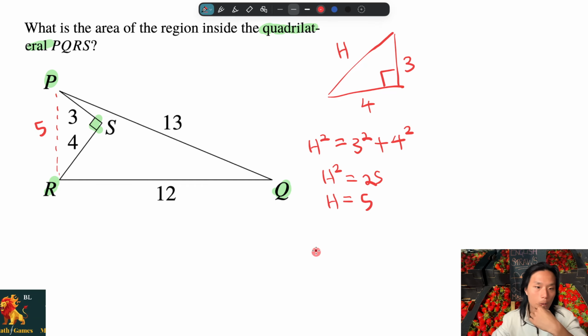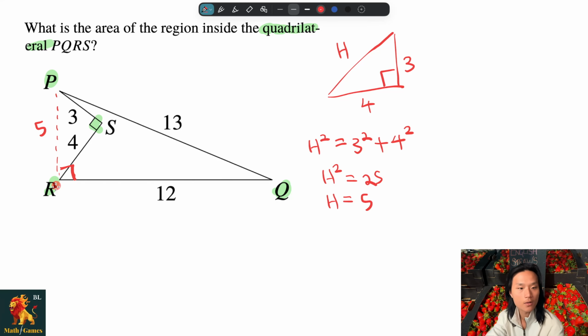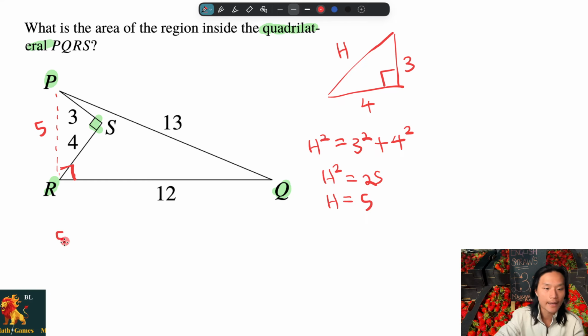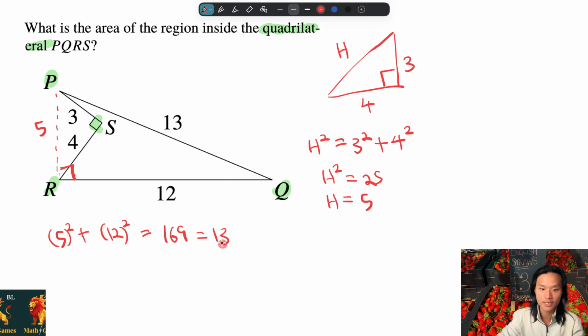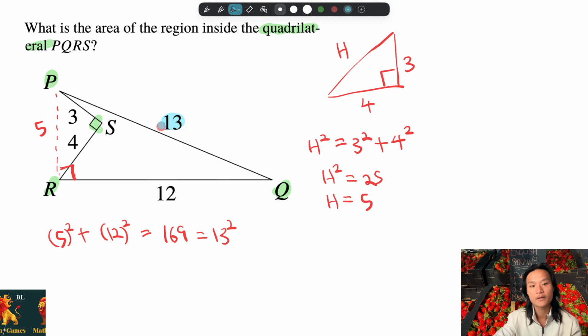Now we also see that this is another right-angled triangle. We know this to be true if we add 5 squared plus 12 squared, which gives us 169, which is 13 squared. So 13 is the length of the hypotenuse PQ. Okay.